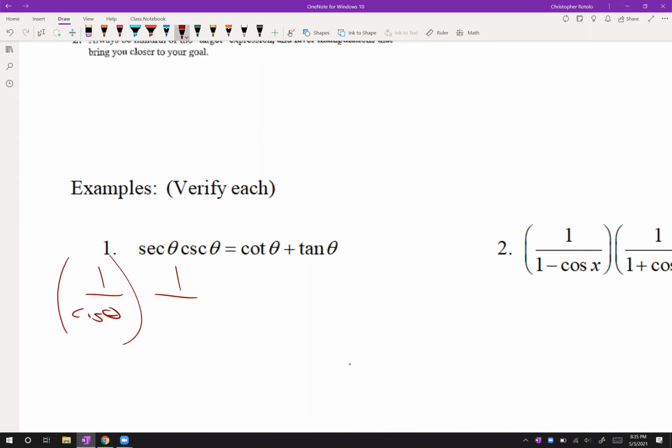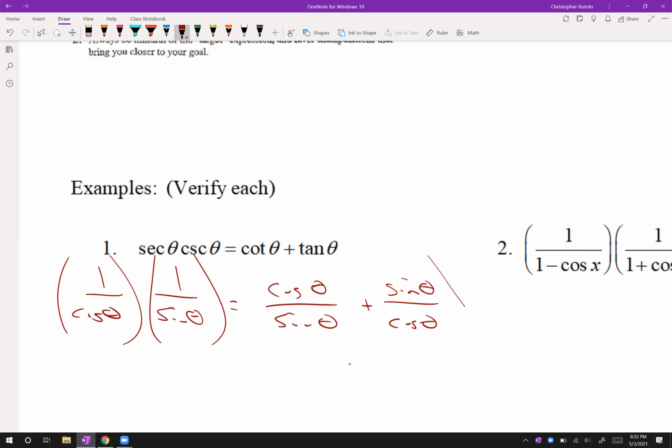And cosecant, that's 1 over sine theta. Cotangent is cosine theta over sine theta, plus tangent would be the inverse, right? Sine theta over top of cosine theta. Well, it doesn't look like it was very helpful, but what I notice is my common denominator would be sine cosine. Cosine theta, sine theta. Could have used a little more space there.